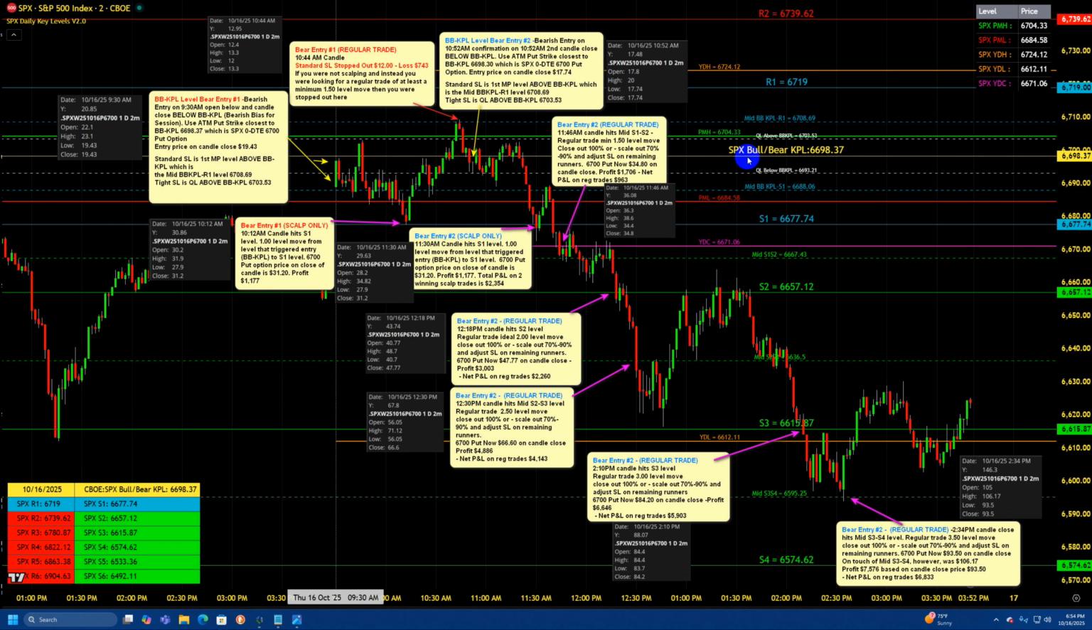First of all, the midpoint levels are simply the midpoints between main levels. So for example, here we have the mid BBKPL R1. That is the mid level between R1 and the bull bear key price level. Same thing below. The mid BBKPL S1 is the midpoint level between the bull bear KPL and S1. This mid S1 S2 is the midpoint level between S1 and S2. This one down here, mid S2 S3, is the midpoint between S2 and S3.